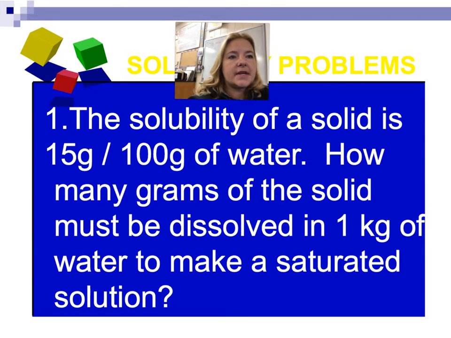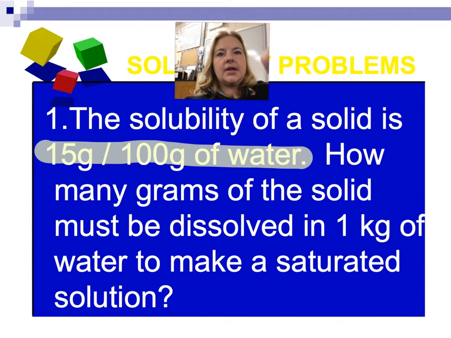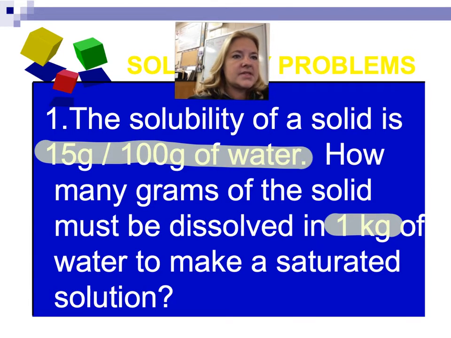Here's your first example. It says the solubility of a solid is 15 grams in 100 grams of water. How many grams of the solid must be dissolved in 1 kilogram of water in order to make the solution saturated? So first thing you have to remember is that a kilogram of water would be 1,000 grams. So you do have to do a little bit of a conversion there. Kilo is 1,000.